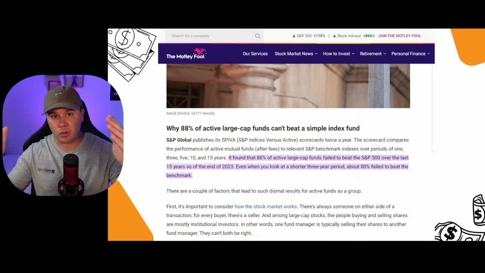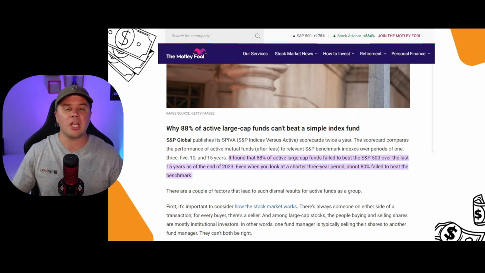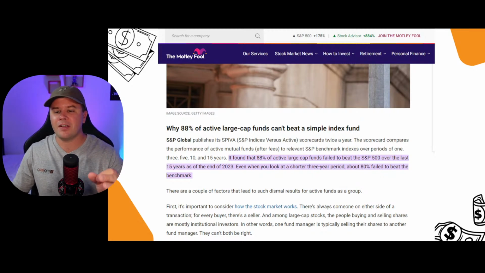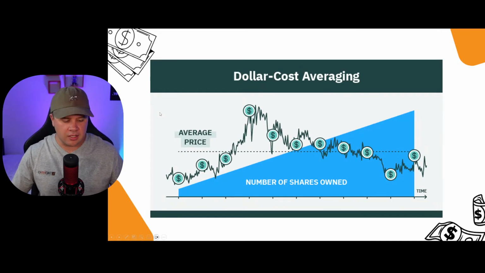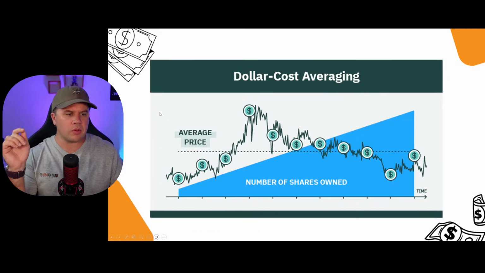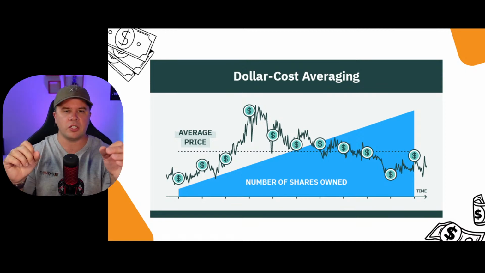Is the stock price going up? Is it going down? Is it cheap? Is it not cheap? It is very, very difficult to determine that. That's what this article is saying. And that is where dollar cost averaging comes in. So let's look at what dollar cost averaging is.